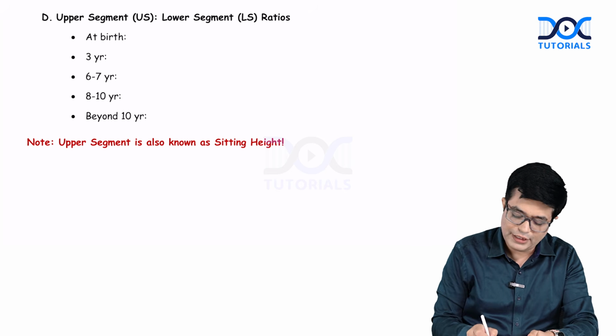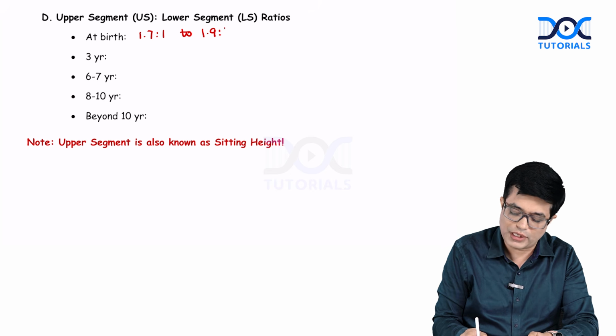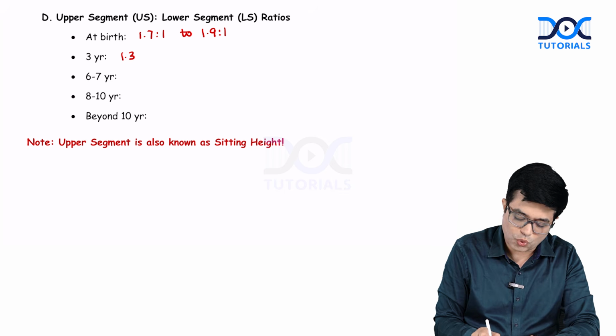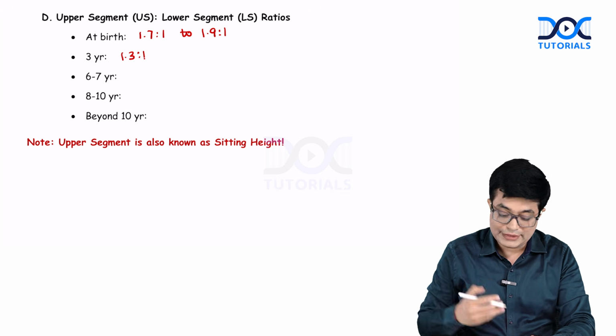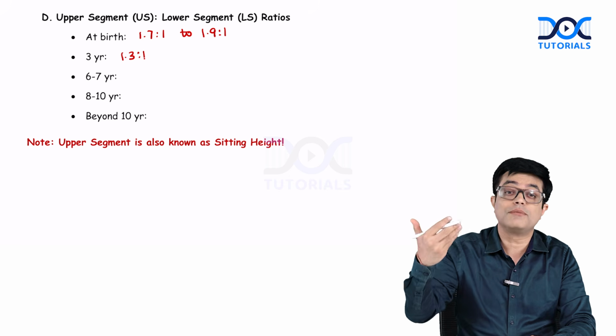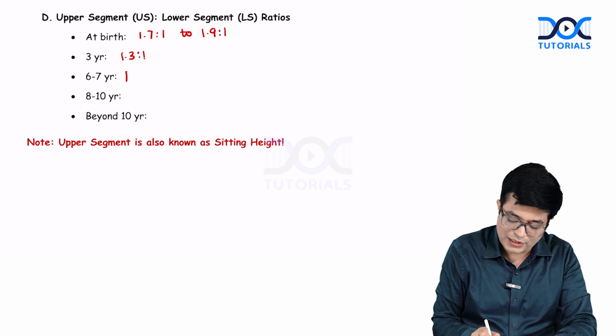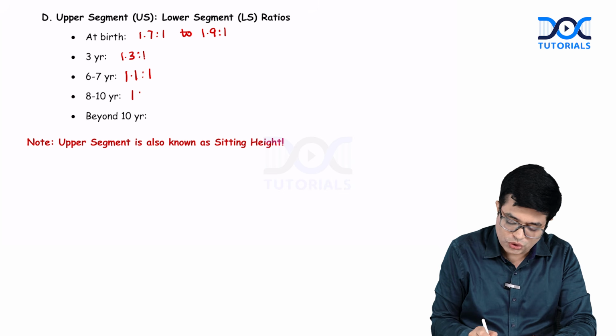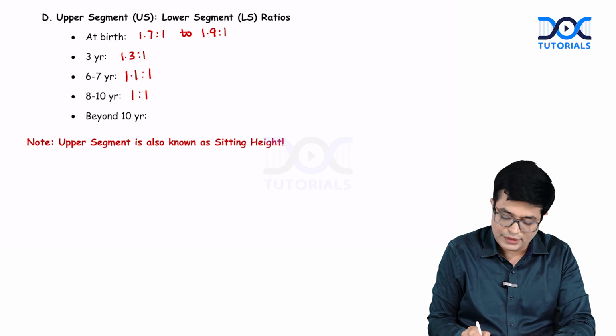At birth, in a normal child, the upper segment is bigger than the lower segment by a ratio of 1.7:1 to 1.9:1. At 3 years, this ratio becomes 1.3:1. At 6 to 7 years, the lower segment catches up more. Now it becomes 1.1:1. And at 8 to 10 years, the ratio of 1:1 is attained.